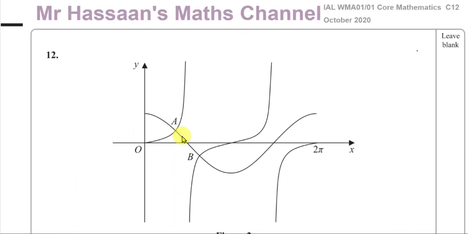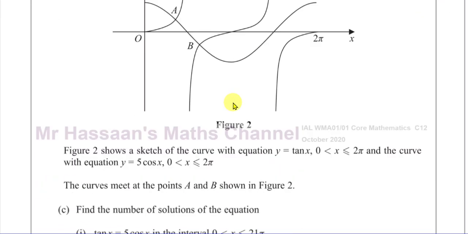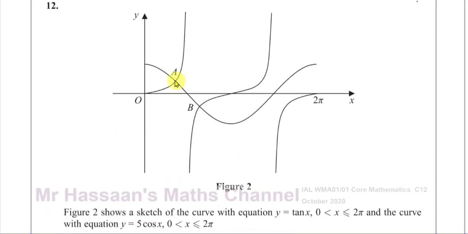Okay, so part C of this question is related to trig graphs. Solving trig equations is now in P2, and trig graphs is in P1. Figure 2 shows a sketch of the curve with the equation y equals tan x between 0 and 2 pi, and the curve with equation y equals 5 cosine x, also between 0 and 2 pi. So these are those two equations.